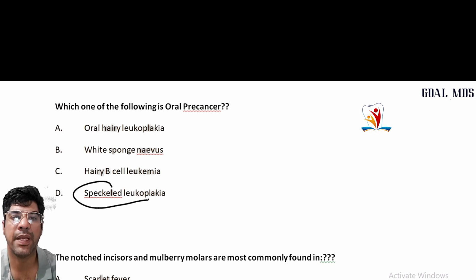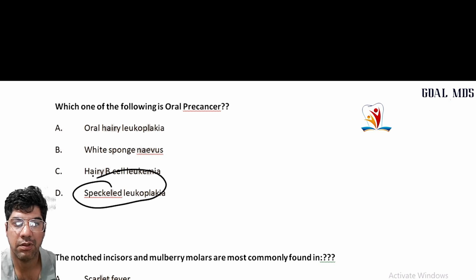Which one is an oral precancer? It's speckled leukoplakia. So speckled leukoplakia is an oral precancerous lesion. It is also known as erythroleukoplakia or mixed leukoplakia.